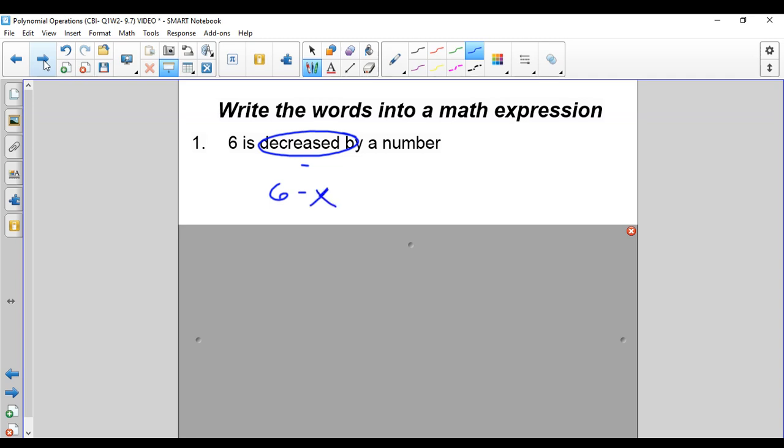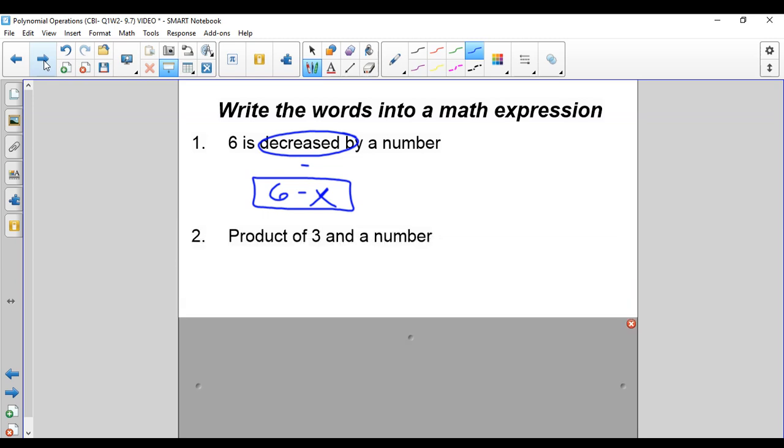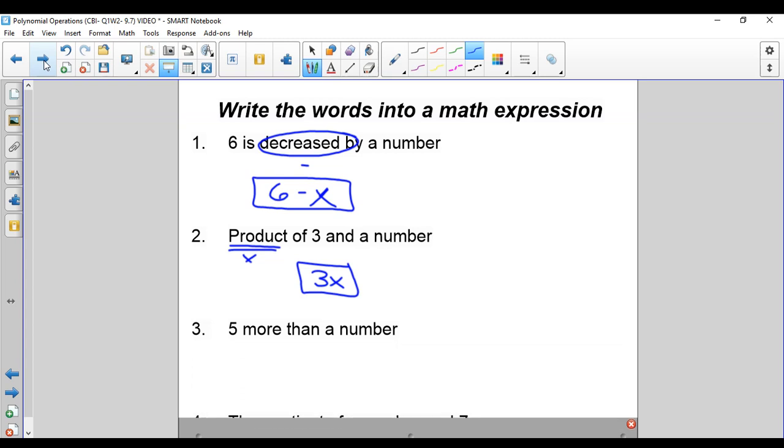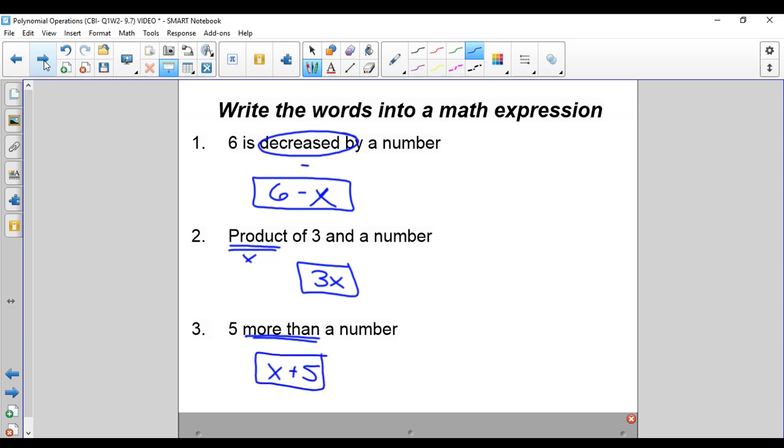Decrease means subtraction. So 6 is decreased by a number. We're subtracting a number from 6. So we'll call that number x. It can be any variable you want. There's your expression. Same deal here. Product we saw in the last slide is multiplication. Product of 3 and a number is just 3 times x. 3 times a number. That variable can be anything you want. 5 more than a number. We have addition. We have a number, and then we're going to add 5 to it. 5 more than that number. That's what we have there.